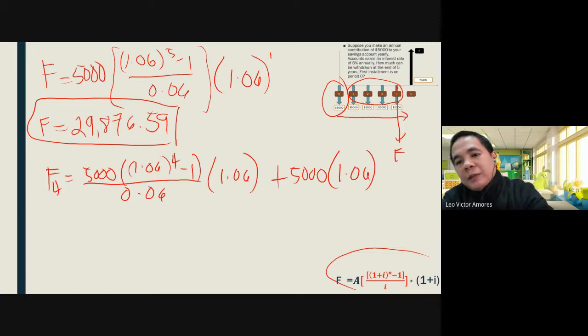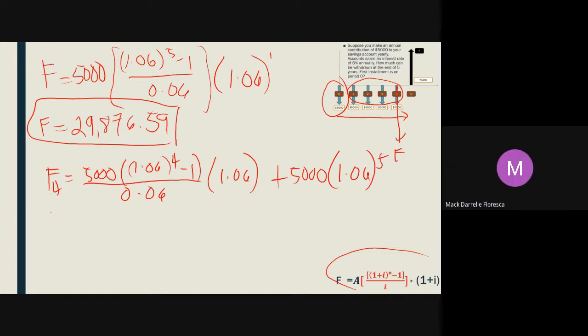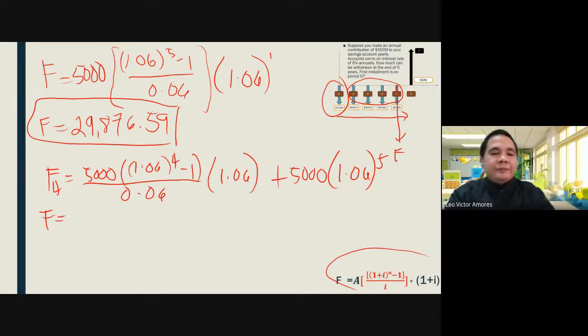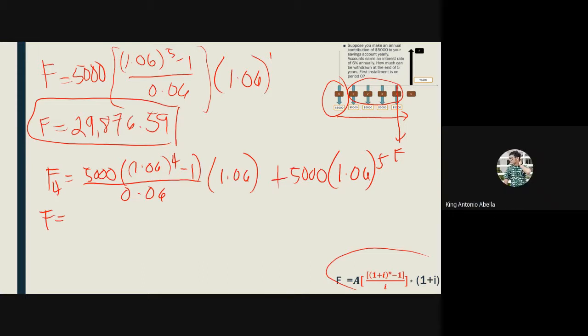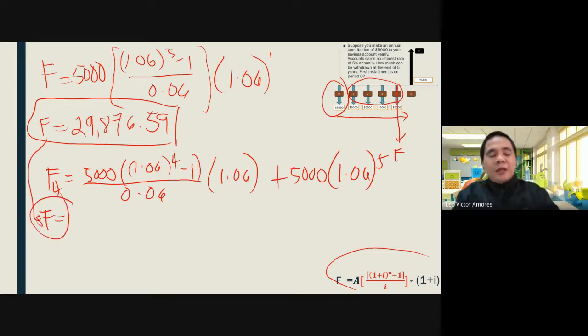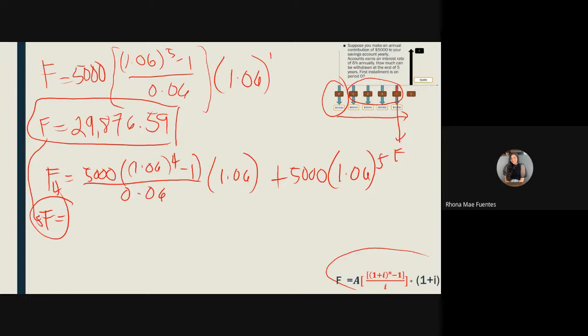1.06 to the exponent, how much? 5. 5, sir. So what is the answer? It should be the same. Same, sir. So basically, during my board exams, I only memorized the ordinary annuity equation, and the others I just derived from it. So, will it give you the same answer? Yes or no? Yes, sir.